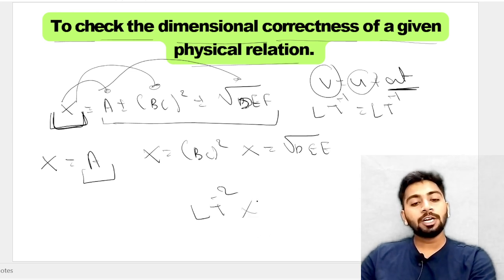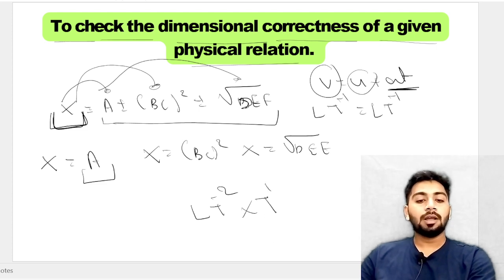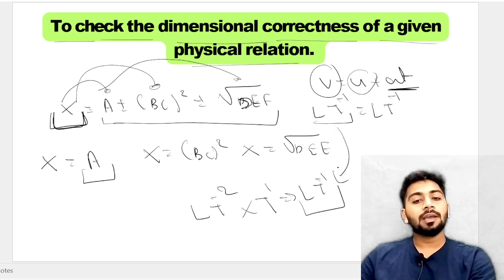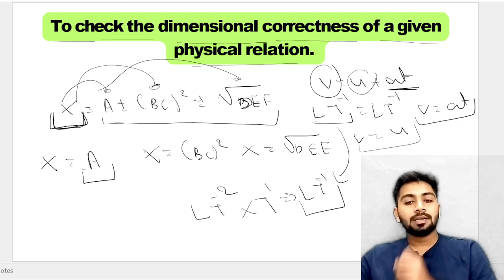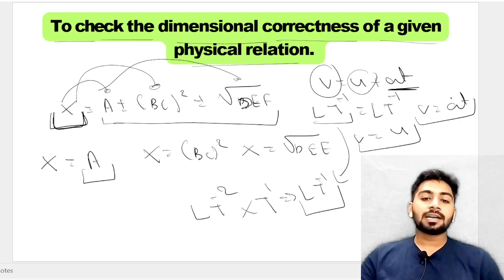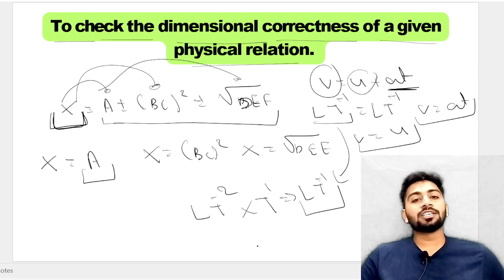And you have into time. Now the time gets cancelled. Again you will get this one, which means this is again equal to this, right? Which means individually V dimension equals U dimension and V dimension equals AT dimension. Super. By this you can check correctness also. See, like this you can check correctness.